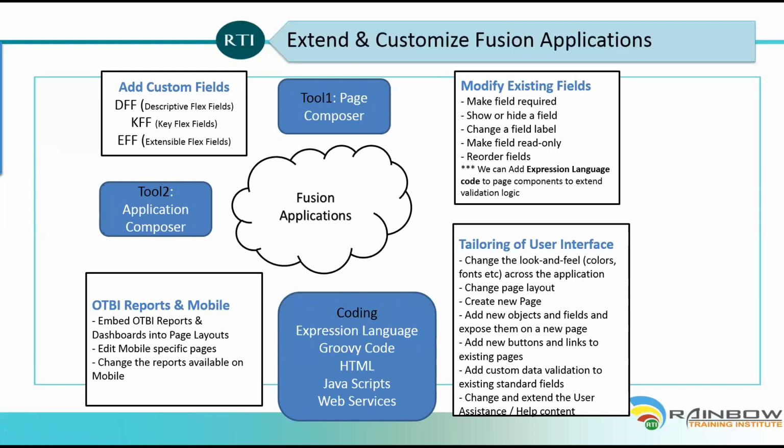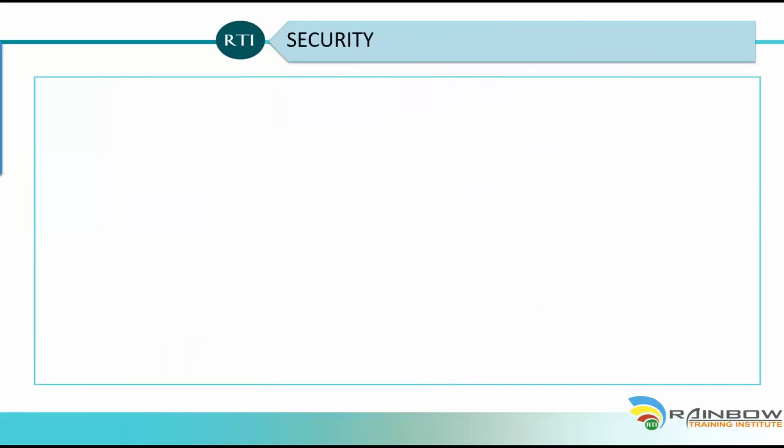And HTML and JavaScript, which may be necessary at some point of time if we need to go for extensive customizations. And web services is another tool we need if we want to call a third-party page from your Fusion application page. These are typical tools which we need to learn as part of extending and customizing the Fusion applications.